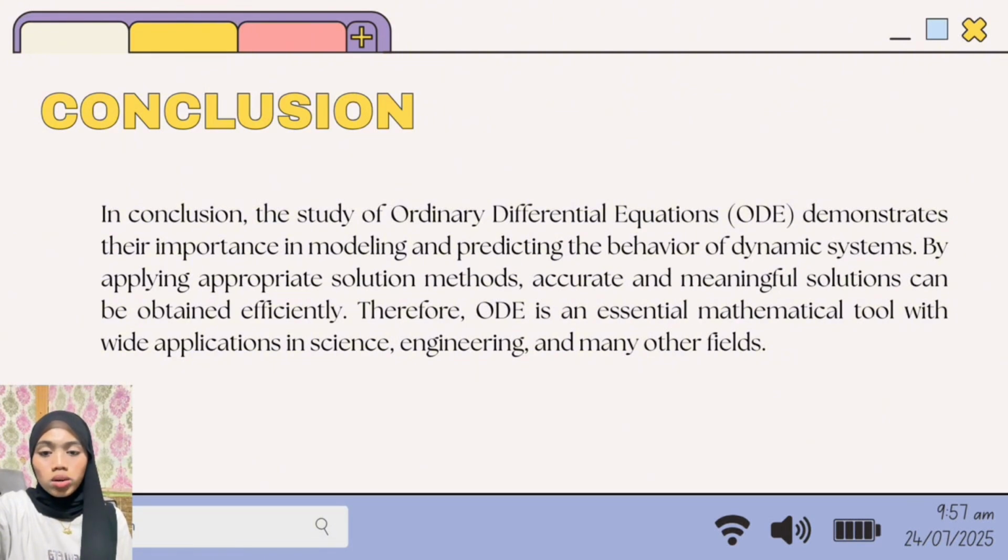In conclusion, ordinary differential equations or ODEs are very important in solving and predicting real-life dynamic systems. Through this study, we learned that different solution methods can be applied to obtain accurate and efficient results. ODE is widely used in science, engineering, and many other fields, making it an essential mathematical tool. Thank you.